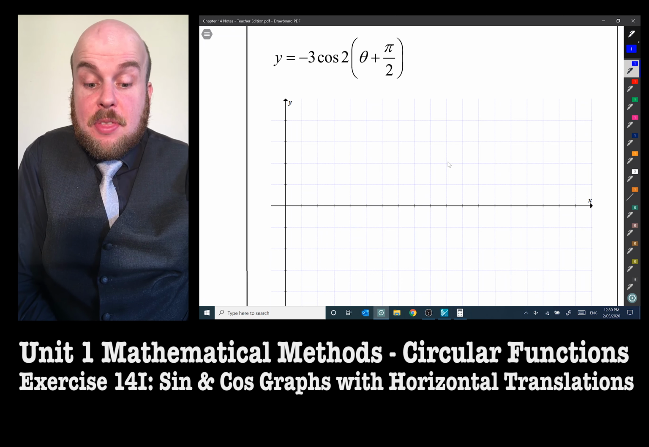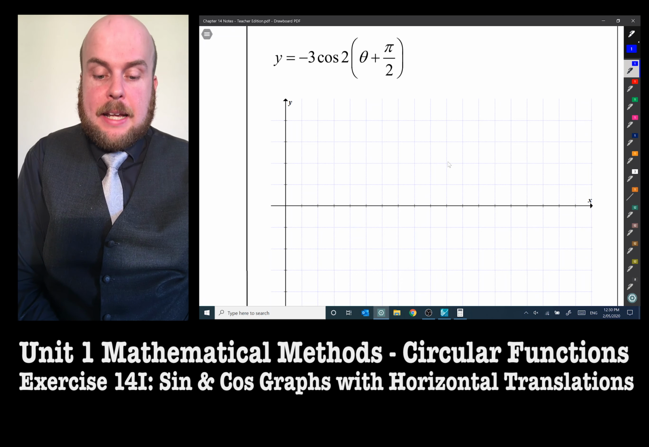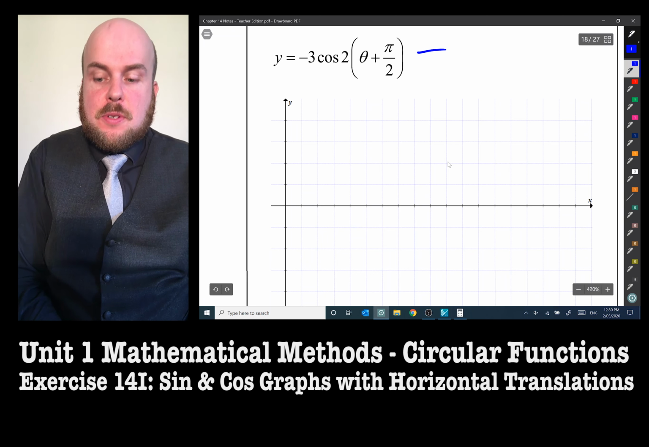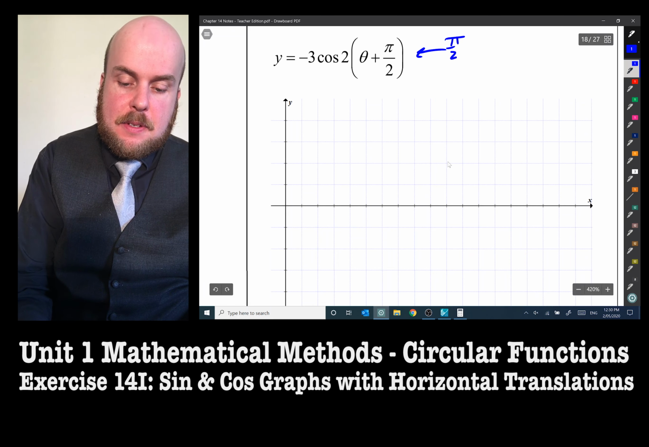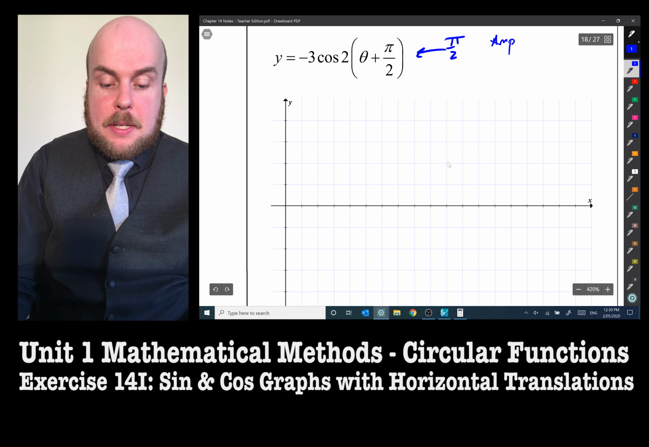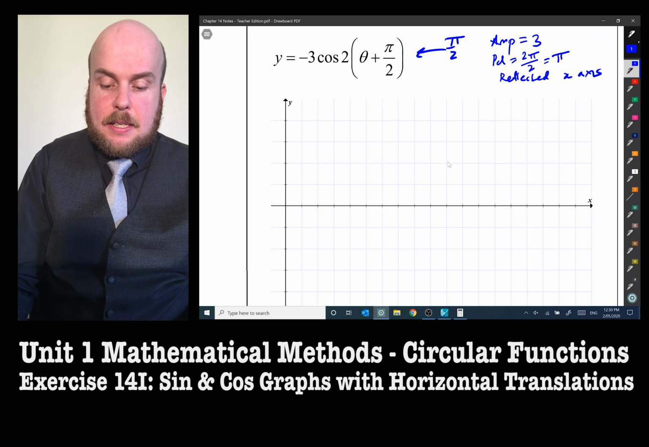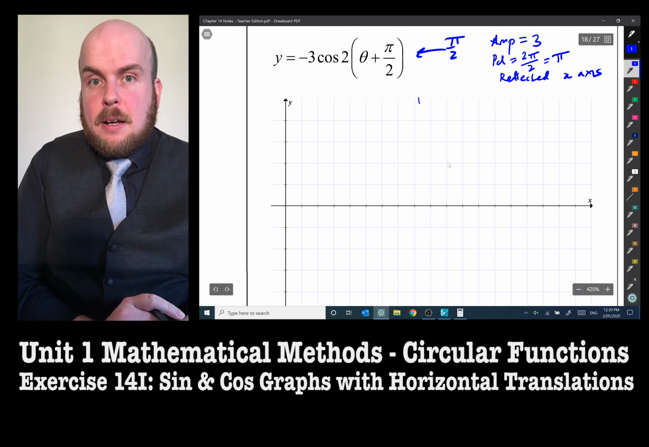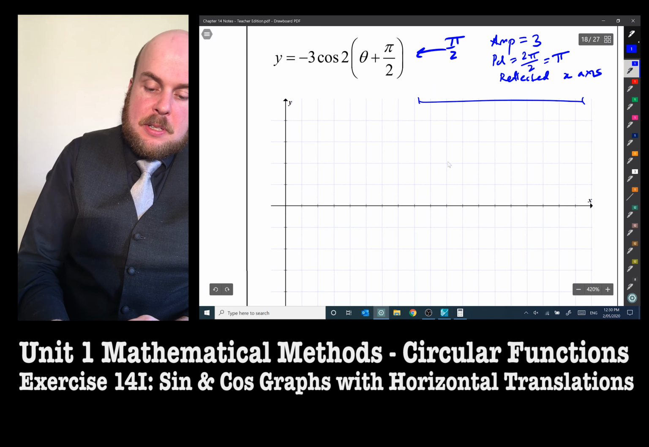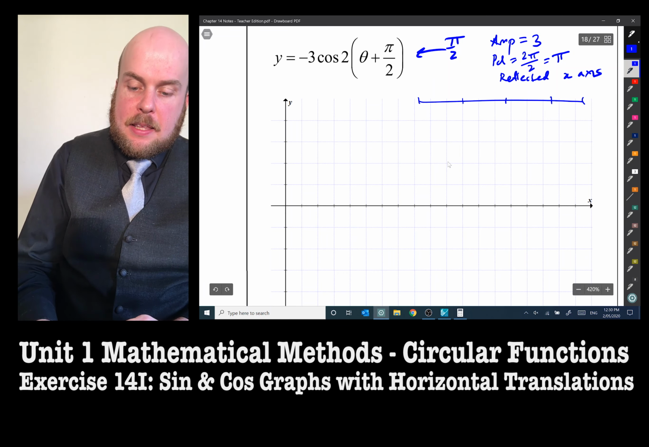Y equals negative 3 cos 2, brackets theta plus pi on 2. So this is moving to the left by pi on 2. Once again, we're going to get our amplitude, that is 3. Our period is 2 pi over 2, which is equal to pi. It's been reflected. It's going to be an upside down graph, and these always muck me around. Reflected in the x-axis.